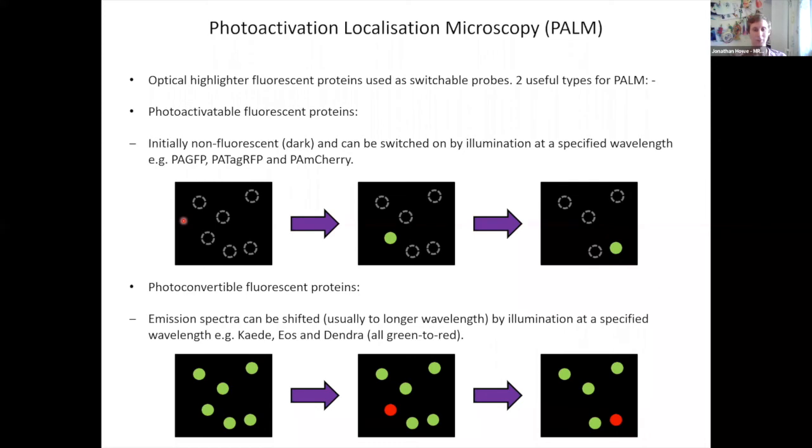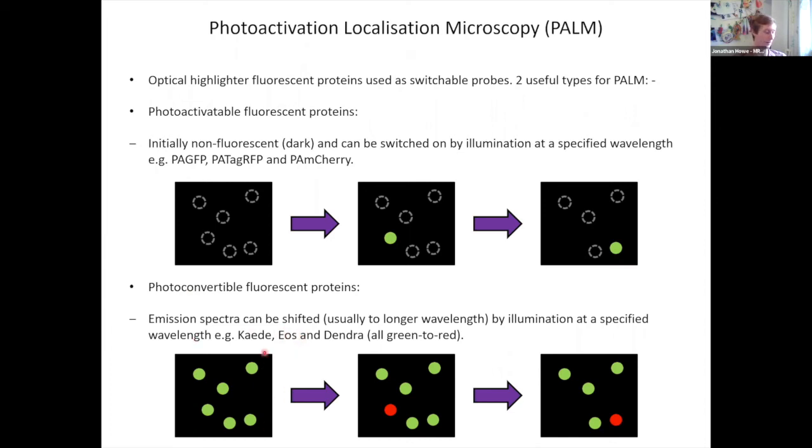So if you only need to do single color PALM, or single channel, should we say, then it's actually easier to use these photoconvertible fluorescent proteins, which work in a similar way, but they start in a fluorescent state and through activation are converted into a different color. So the examples here are all of green to red converting fluorescent proteins like EOS.